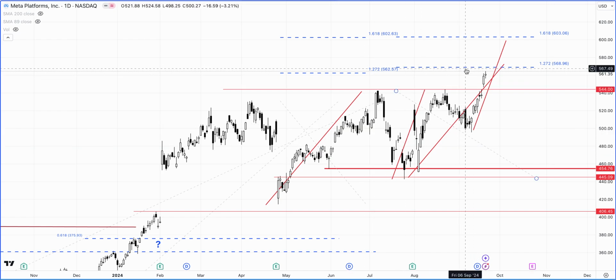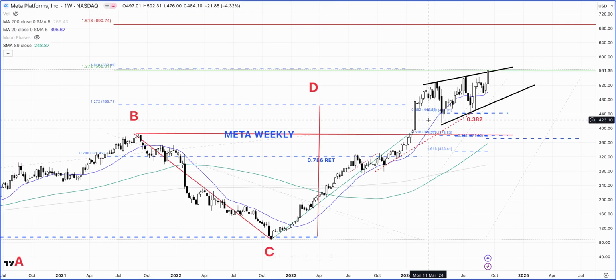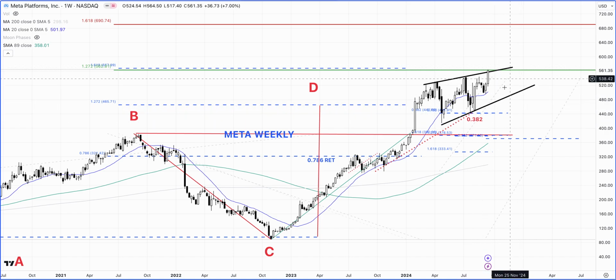So the shorter term targets, of course, are where we have this big massive 1.272 that we saw on the weekly chart, around the 569, 570 level, and then about 603, 604, and then we have on the weekly chart some levels beyond that as well. So this one is looking pretty good. I think the only time it begins to change the scenario is if it breaks below this wedge formation's base right here, which is this trend line.